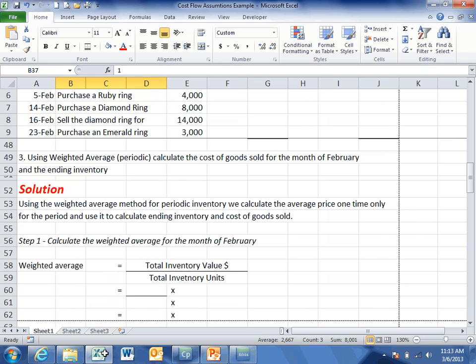Alright, so same situation. The jeweler has no opening inventory. On February 5th, they purchase a ruby ring. On the 14th of February, they purchase a diamond ring, which they later sell 2 days later for $14,000. And then on the 23rd of February, they purchase an emerald ring for $3,000.